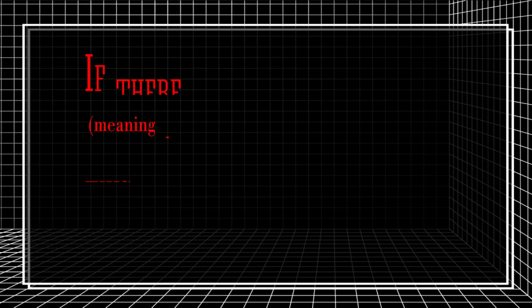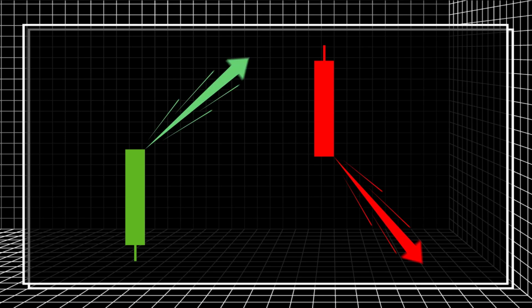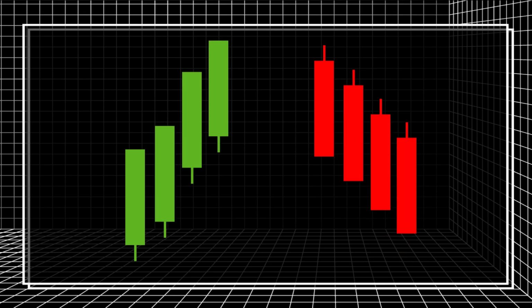Principle number 2. If there are no wicks, meaning the open and close are near the high or low, this signals strong market sentiment in the direction of the close. It usually means smart money is acting aggressively in one direction.